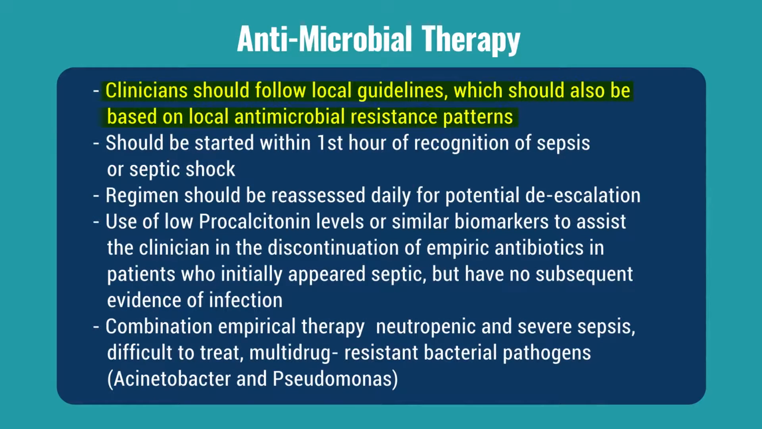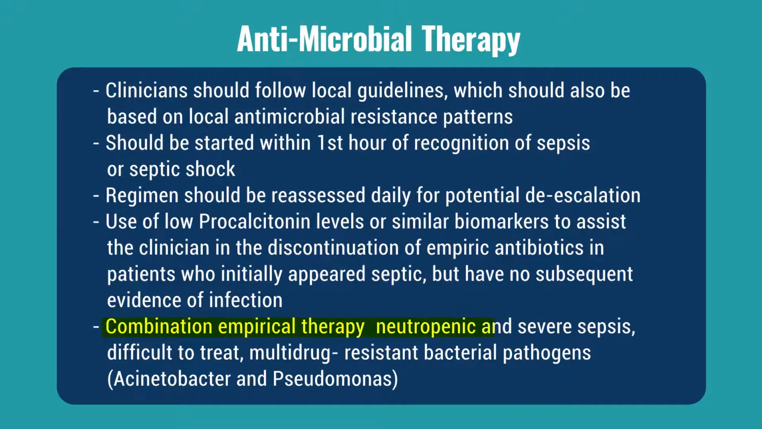Antimicrobial therapy is a key component in sepsis, and this needs to be managed very scientifically in terms of how we provide antimicrobials as prescribers. So clinicians should follow local guidelines, which should also be based on local antimicrobial resistance patterns. The antibiotics should be started within first hour of recognition of sepsis or septic shock. The regimen should be reassessed daily for potential de-escalation. Use of low procalcitonin levels or similar biomarkers can be used to assist the clinician to discontinue empiric antibiotics in patients who initially appeared septic, but have no subsequent evidence of infection.